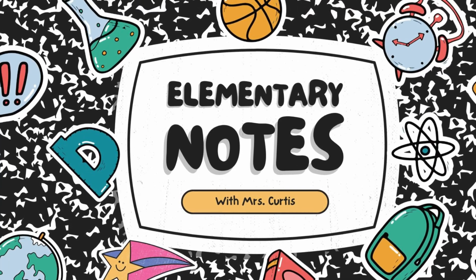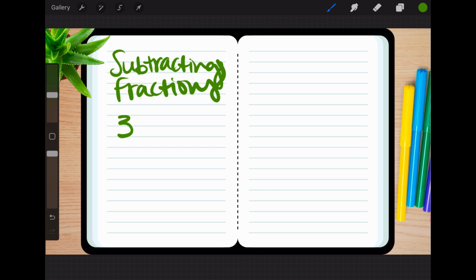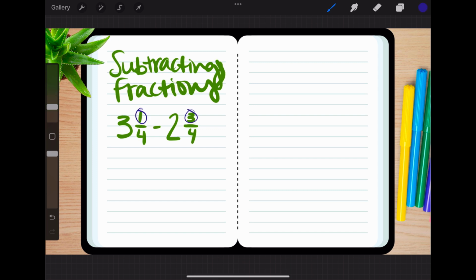Curtis. Today we are going to be talking about subtracting fractions, subtracting mixed number fractions. Okay, we're going to look at an example of 3 and 1/4 minus 2 and 3/4. When I look at this, I can see I cannot do 1 minus 3.